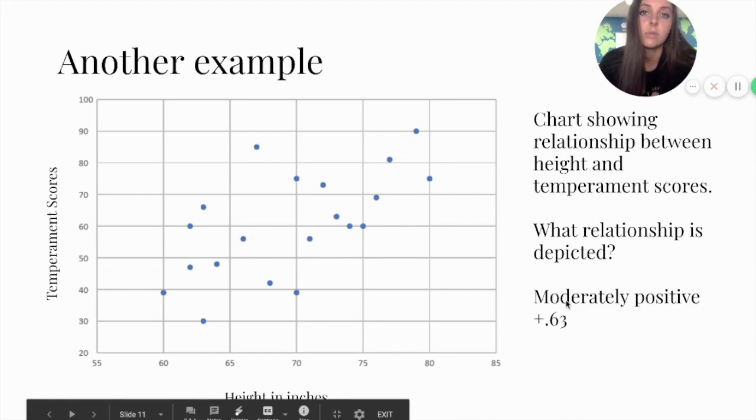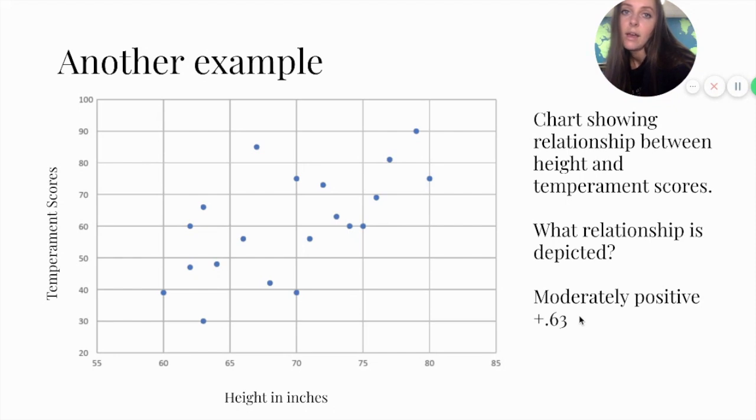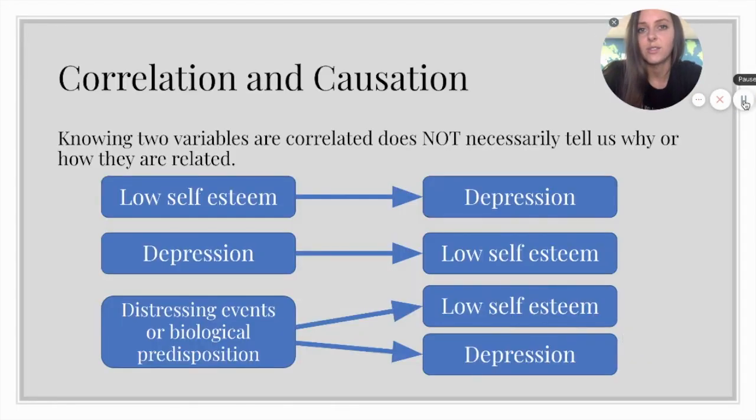So this would be moderately positive, maybe a 0.63, because you can tell that there's a correlation there and that it's positive, but you still have a lot of dots in other places. Okay, so let's look at correlation and causation.